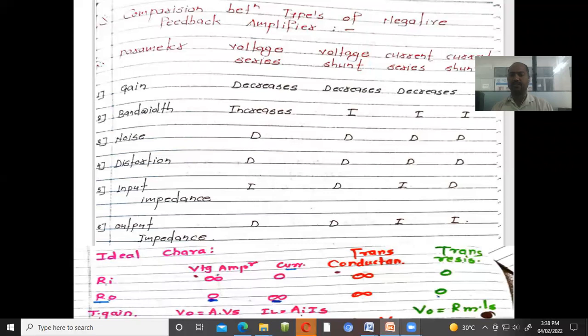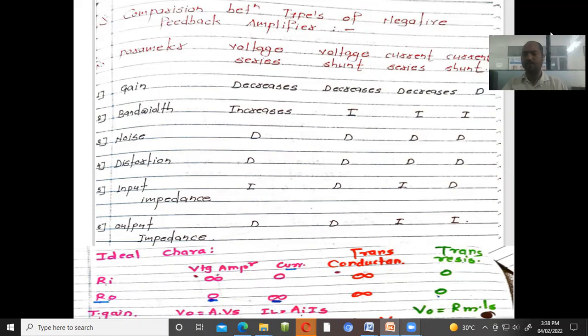These are the things with respect to positive and negative feedback. Now we look at the comparison of the four types of negative feedback. How are they differentiated? According to the output, they are differentiated as voltage or current. Basically, there are two types of negative feedback: voltage feedback and current feedback. According to how they are connected to the input part, there are voltage series, voltage shunt, current series and current shunt. Those are the types of amplifier.